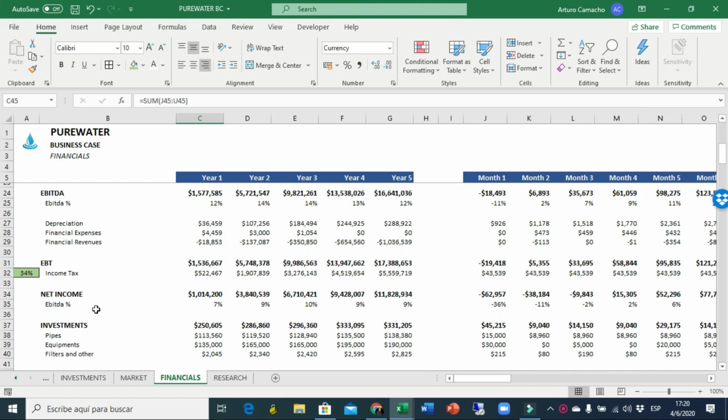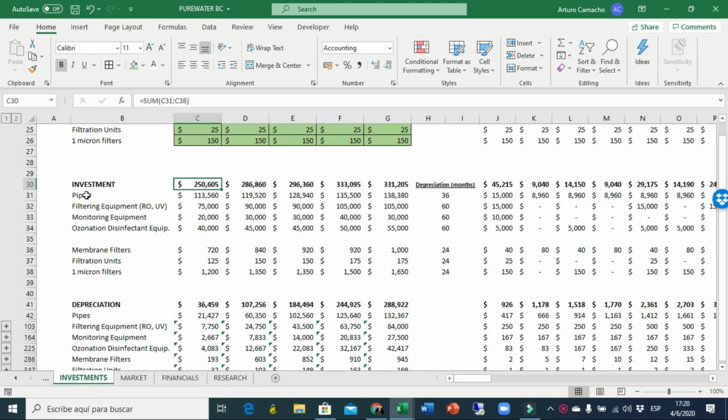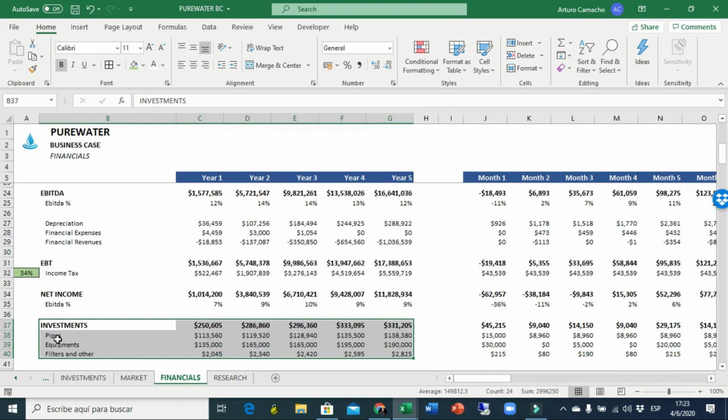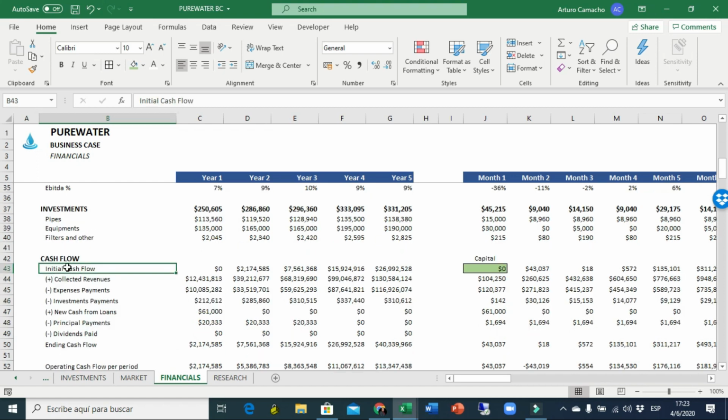Okay, so I did some work ahead, and first of all I wanted to start with the detail of the investments. I know we already have it here, but I wanted to classify the investments into pipes, equipments, and filters. Why is that? Because probably there are different vendors, so we could negotiate different payment terms with each one. You will see why in a minute. So to begin the cash flow, as you see here, we have an initial cash flow.